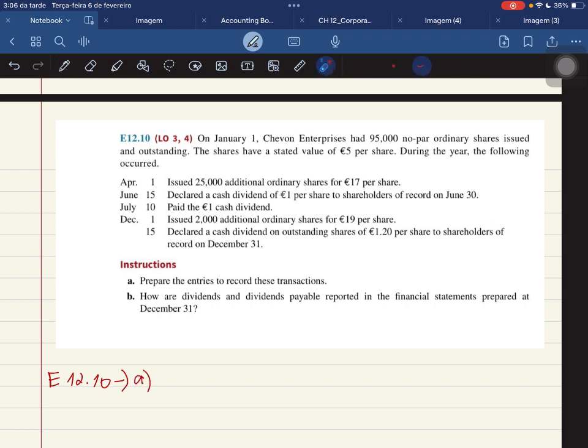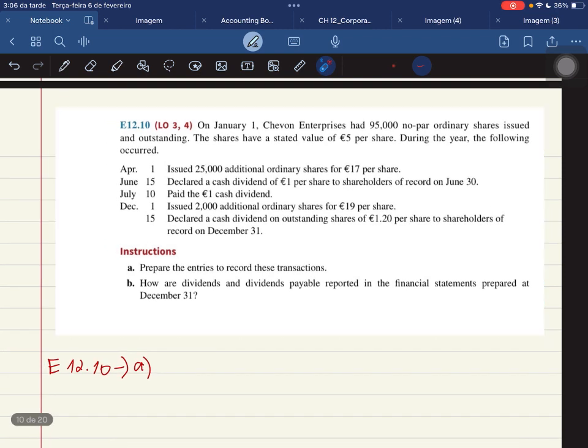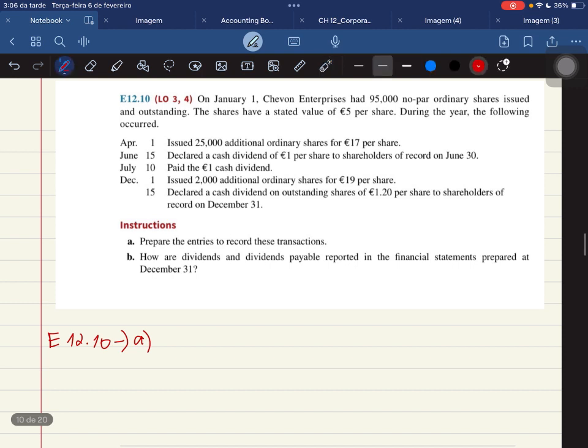Okay, so here, the shares are no par, but they have a stated value of €5 per share, right? Every time you see this, that means that we can actually treat this value as if it was the par value. So even though they are no par, we're still going to use that €5 value. Okay, so let's journalize the transactions.